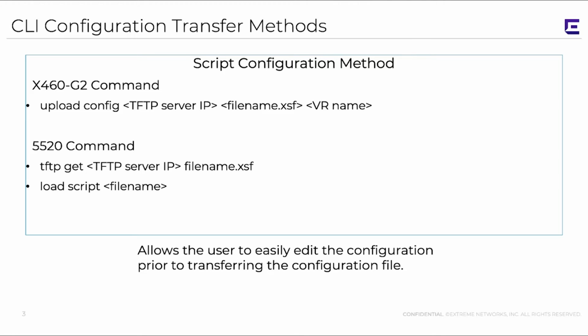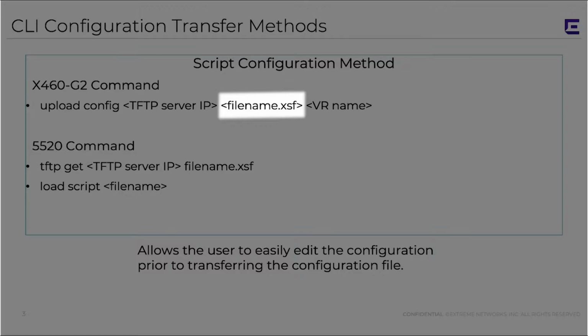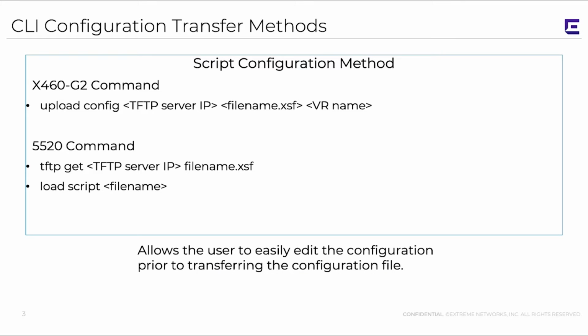The most widely used method is to create a new configuration file with a .xsf extension and to then execute a script to copy the config as the running configuration on the new device. The primary benefit of using this method is that the .xsf file is formatted in plain text. Hence, if changes need to be made to the configuration before it is transferred, the file can be simply edited before being transferred onto the new switch.